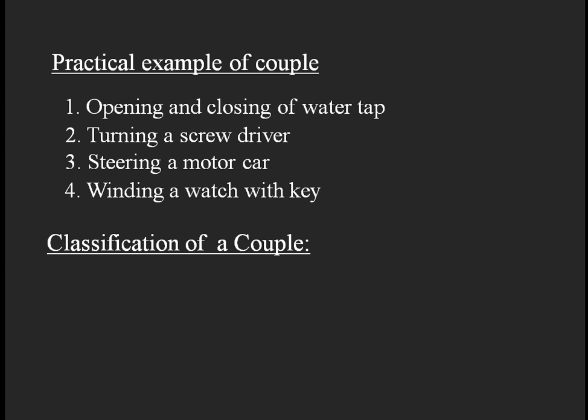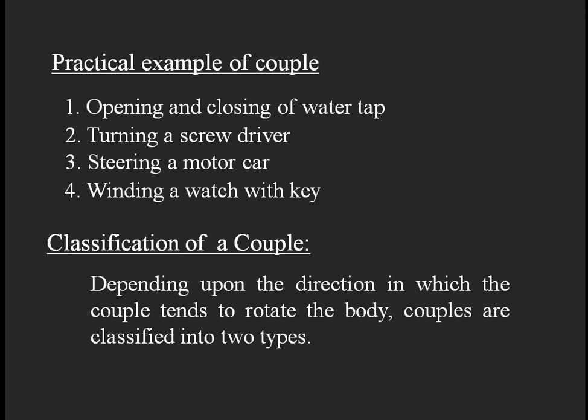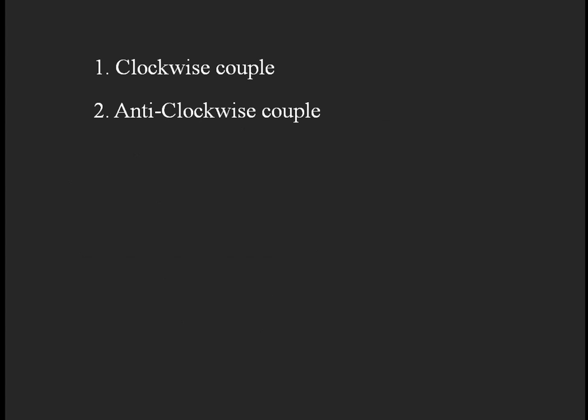So next we go for classification of a couple. What are the different types of couples? Depending upon the direction in which the couple tends to rotate the body, couples are classified into two types. Based upon the direction of the two equal unlike parallel forces acting on the body, different directions of rotation take place. So based upon the direction of rotation, there are two types of couple. What are the two types? The first one is the clockwise couple and the second one is the anti-clockwise couple.